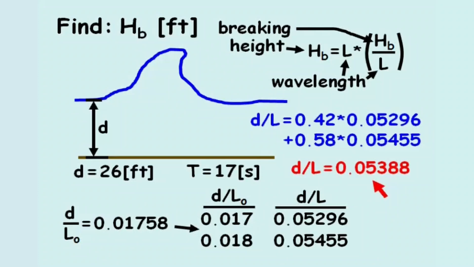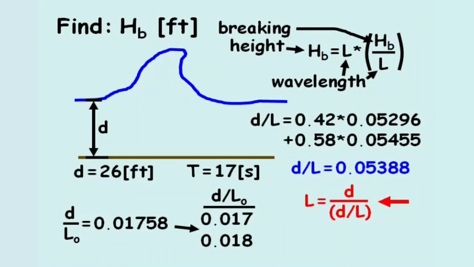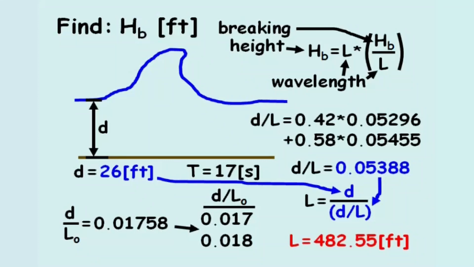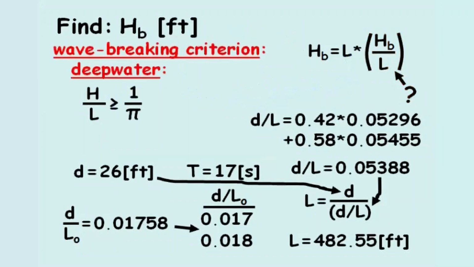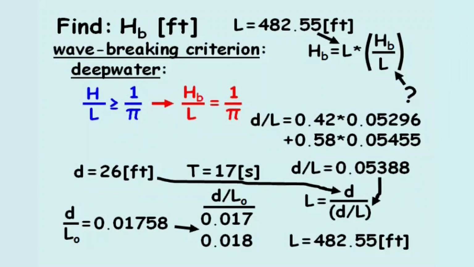Next, to determine the wavelength, L, we'll divide the depth, d, by the quotient d over L, and the wavelength computes to 482.55 feet. Next, to calculate the breaking height, we need to compute the quotient hb over L. For deep water conditions, a wave breaks when the height of the wave divided by the wavelength is at least 1 over pi. In this case, hb over L equals the constant 1 over pi.